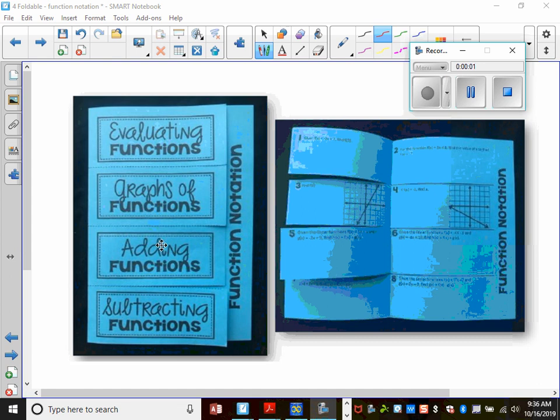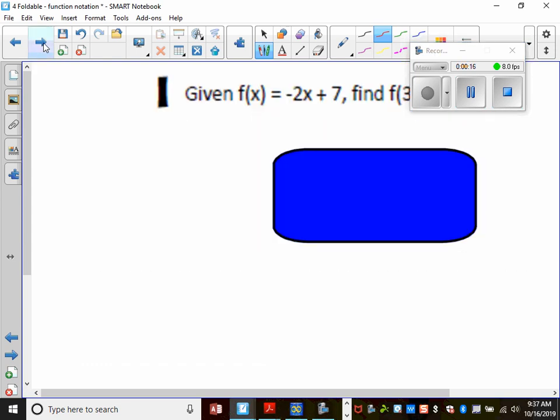In the foldable, there are 4 sections that we're going to talk about. One is called evaluating functions, using, obviously, function notation, how to use function notation when you're looking at a graph, and also function notation when you're adding and subtracting functions.